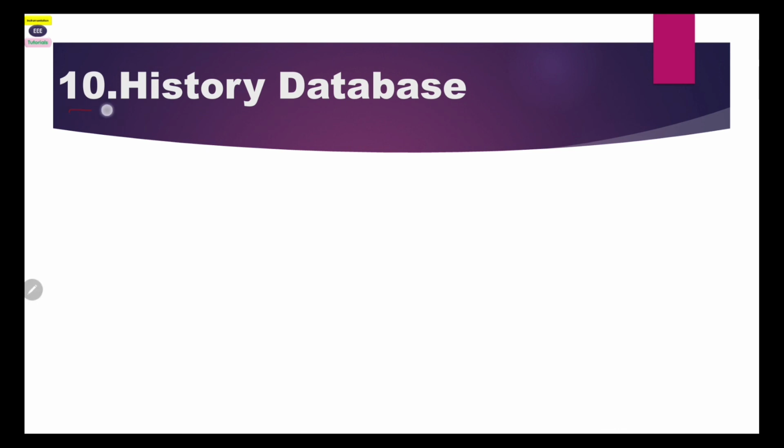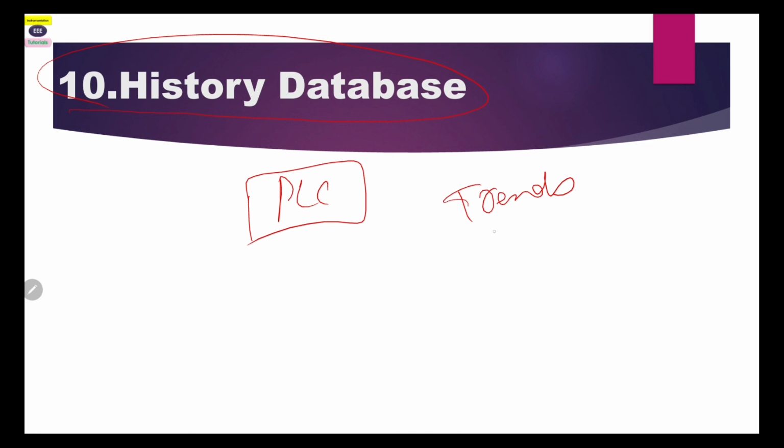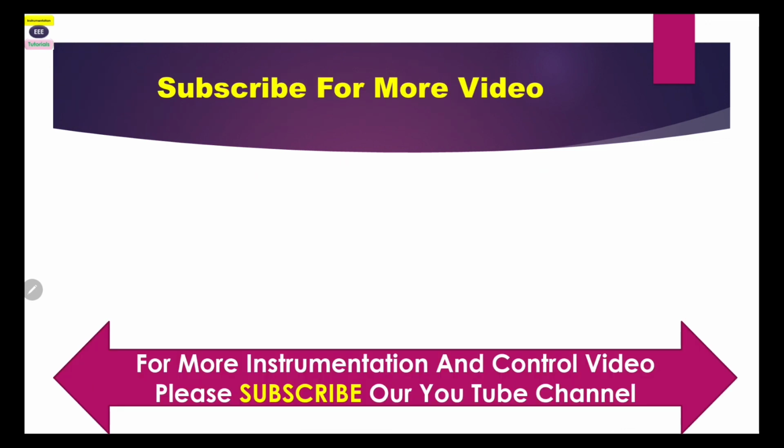Now the next point is very important, the history database. This is also very important because in your PLC, you should know how the history database is running, meaning how many days the trends will be stored and how many days the alarms will be stored. So this also you should know. So this is our topic, which is PLC related and DCS related, or it may be SCADA and HMI related.